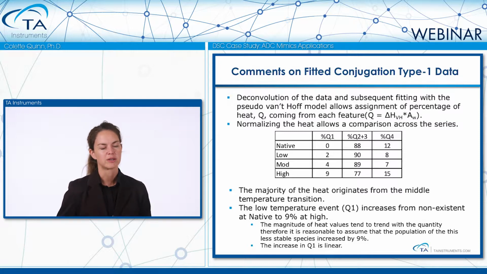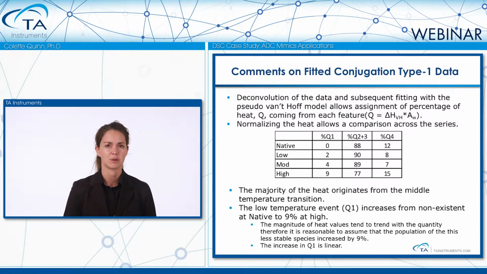And we can start to look at percentages and get an idea that we do have growth that is occurring as we add more and more of the drug, and that growth is occurring to that separate low temperature species. But definitely the majority of the heat originates from the middle temperature transition, not surprising. That's where the majority of the molecular weight resides as well, with the FAB in the CH2 domain. And then we see that the low temperature event increases from non-existent in the native form to 9% at high. At 9%, 10%, that is definitely a significant change and a significant species shift that we can think about.